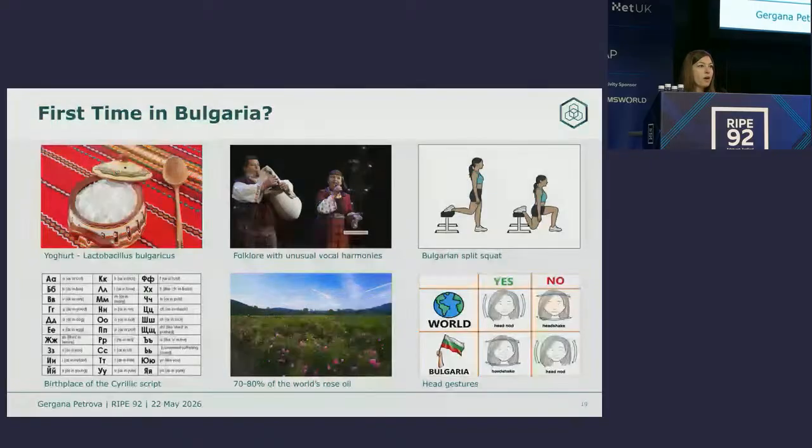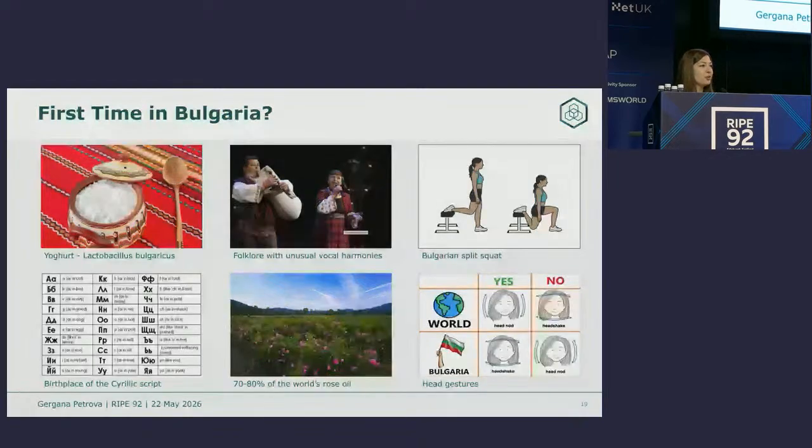There's also a valley in Bulgaria that has the perfect conditions for growing roses. That valley is responsible for 80% of the world's production of rose oil, which is used in perfumes. Something that I found out recently about my country is that it's famous also in the fitness world. Specifically, an exercise called the Bulgarian split squat that you can see on the screen. It comes up in every fitness video, apparently. I see some people know about it.